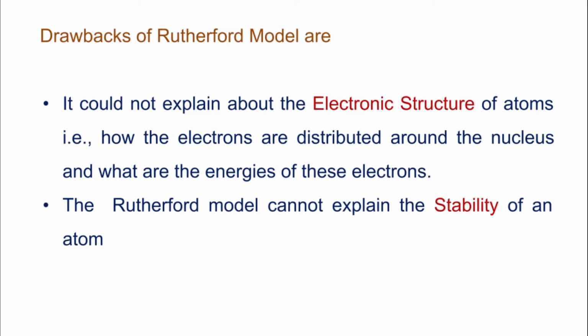If electrons are falling into the nucleus and perishing, then how will the atom exist as it is, isn't it? And you know that every substance is made up of atoms. So these were some of the drawbacks of Rutherford's model.